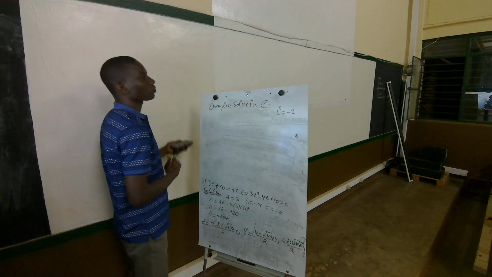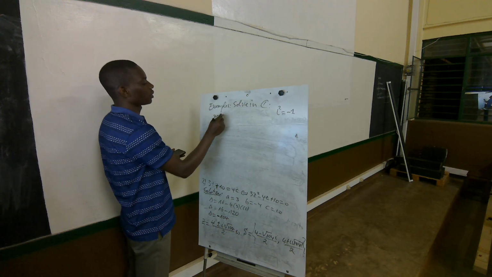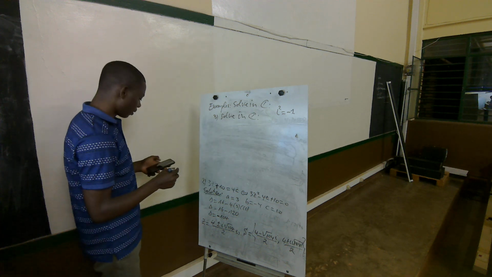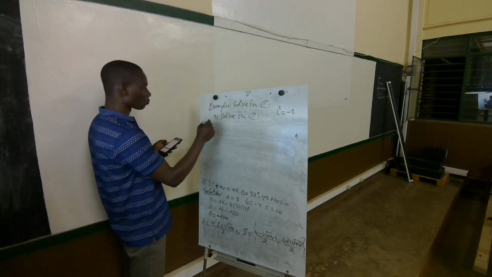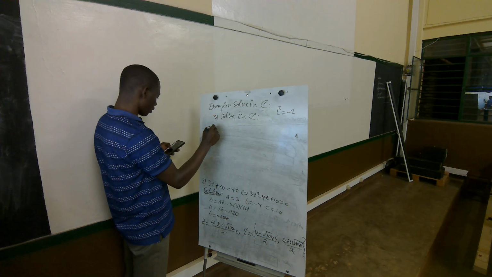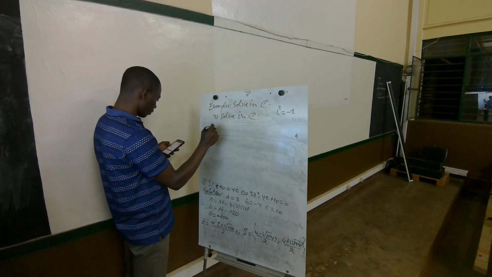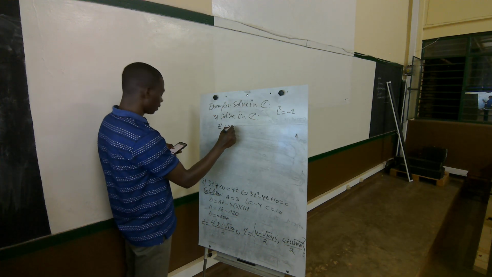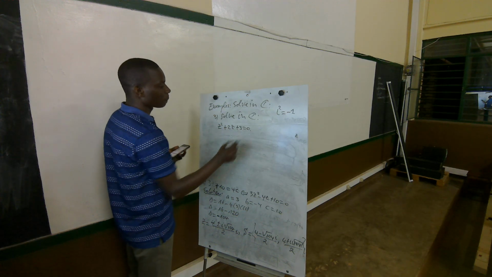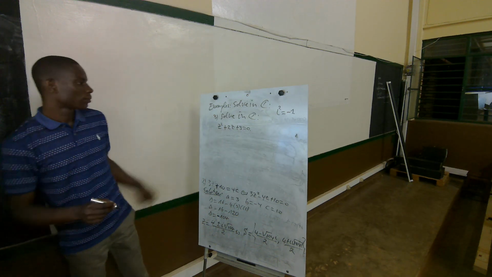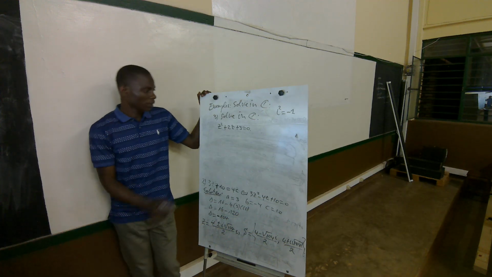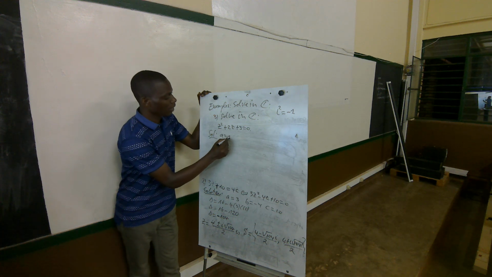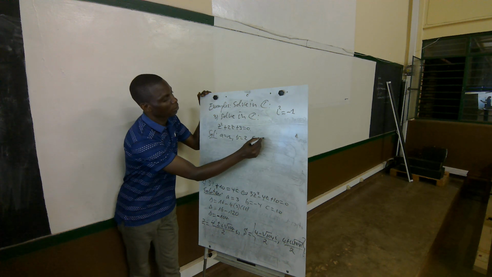Equation 3. Solve in the complex numbers: z squared plus 2z plus 3 is equal to 0. Now let's solve this one. First you have to find our coefficients. a is equal to 1, b is equal to 2, c is equal to 3.